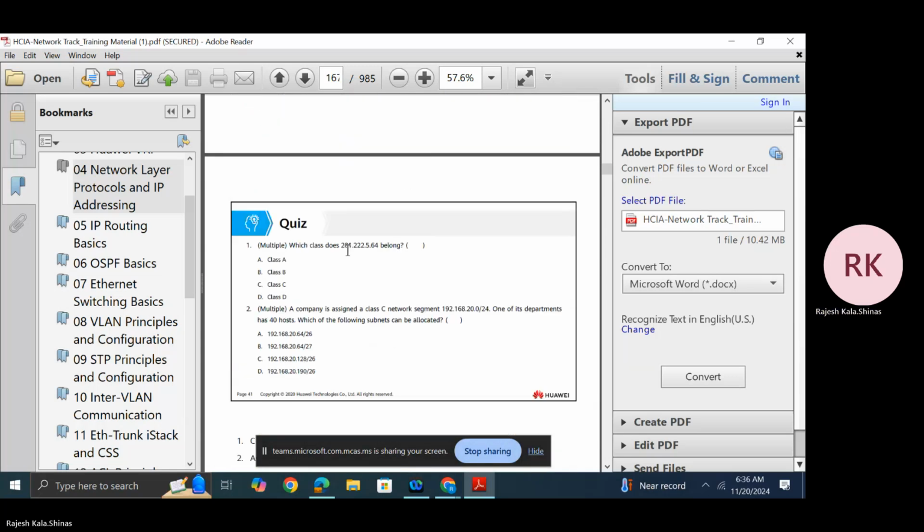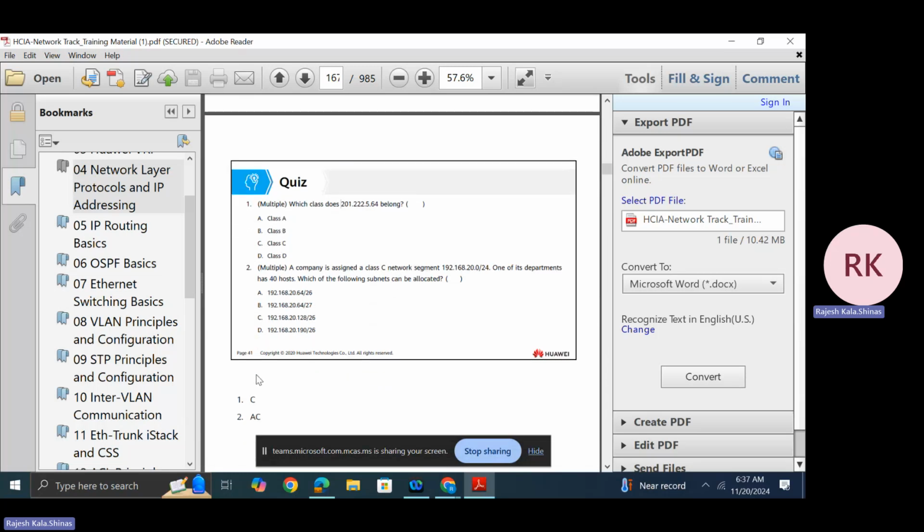Which class does 201 or 222.x.x.x belong to? The first octet determines the class. Class A is 0 to 127. Class B, the first octet is 128 to 191. Class C is 192 to 223. So this belongs to class C.